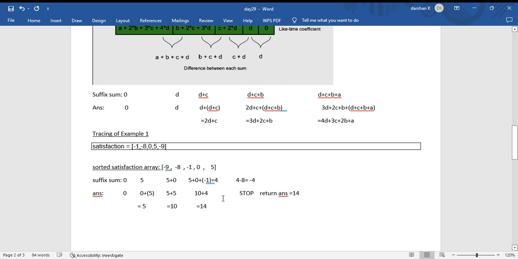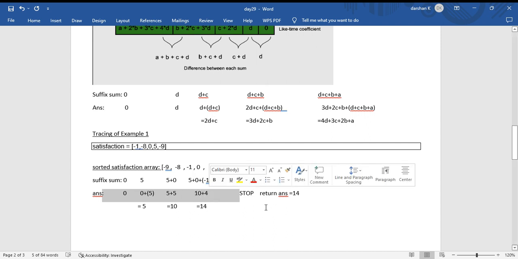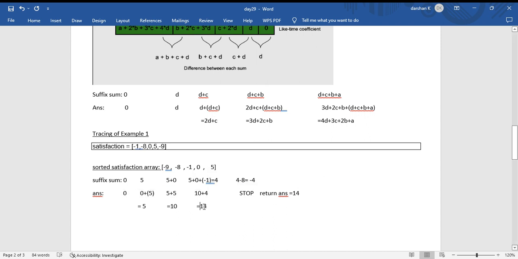Till now you must be understanding, whatever comes in this upper row, that we are adding to our below row. If I add a negative value to my row, what will happen to my value? It will definitely reduce. So the answer is, whenever the suffix sum comes negative, we should stop adding it. So we should stop here and return the answer, which is 14 in this case.